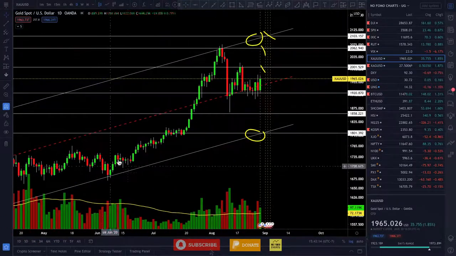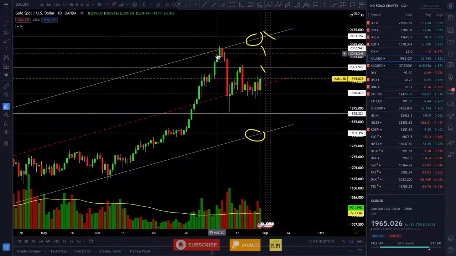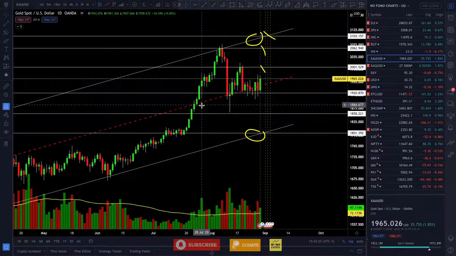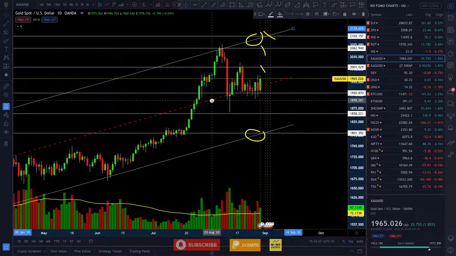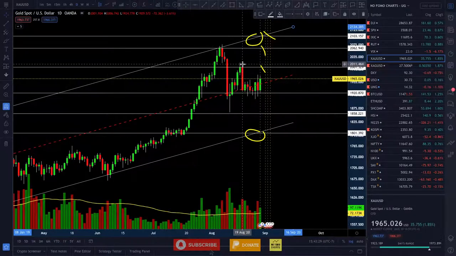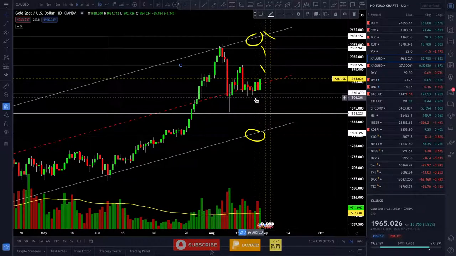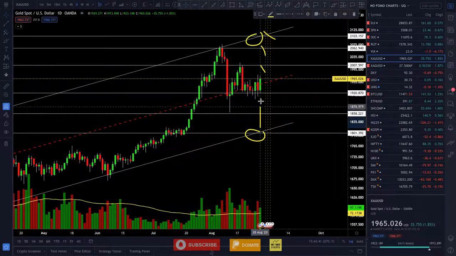Well, after a large FOMO global bullish rally on gold, we hit the top of the channel, came down to bounce off the middle half line, this red line, bounced up to test the bottom of this, which is now resistance, rejected. Bears trying to take control, push it down, rejected by the bulls. Bulls going to buy this price back up.